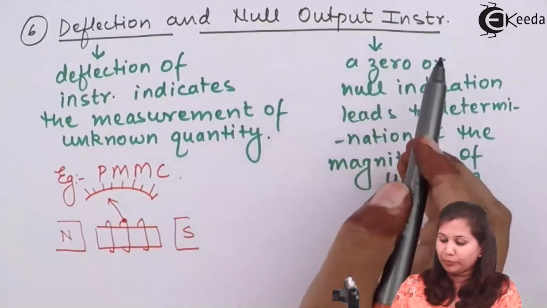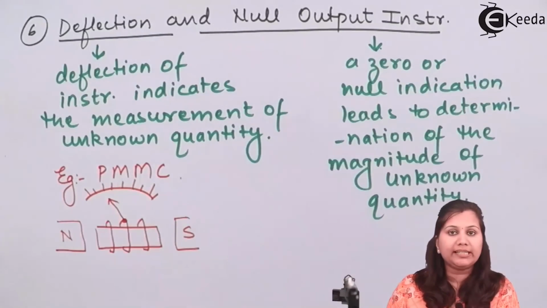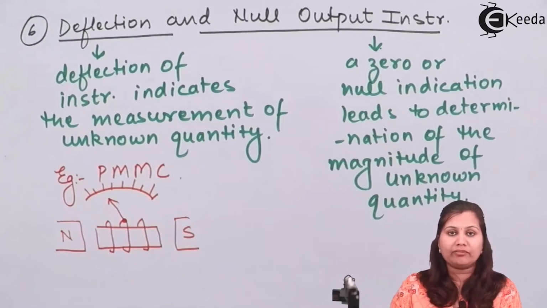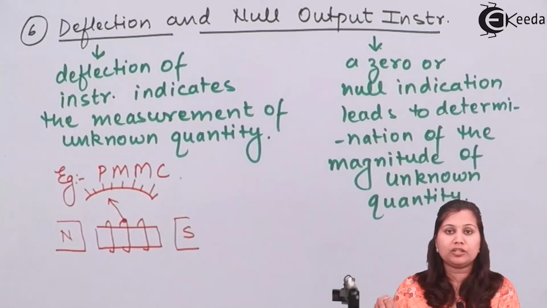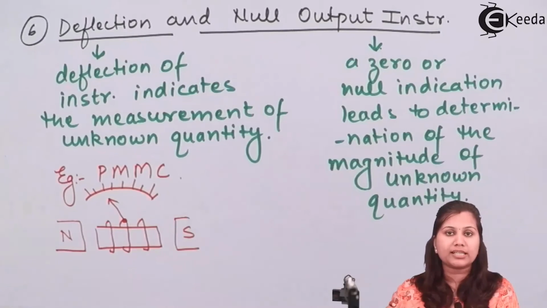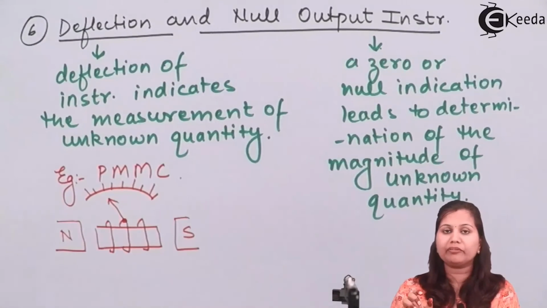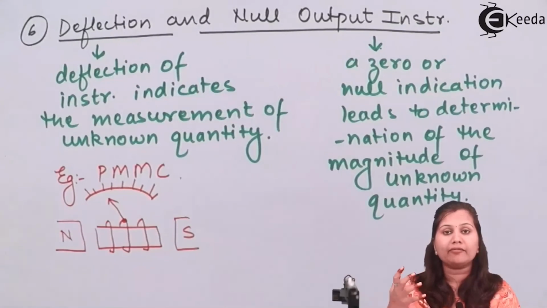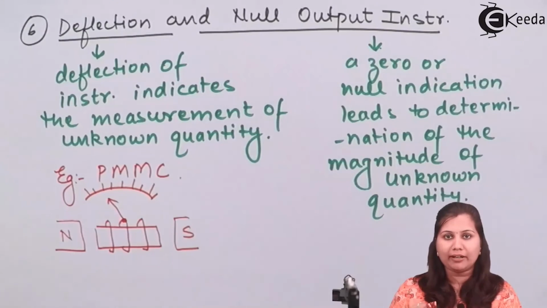Whereas in the null output instruments, like the example of the DC potentiometer, we have the slide wire potentiometer in which we move the key or knob over the slide wire, and when the galvanometer shows zero deflection, it means that the EMF of the standard cell and the unknown EMF are equal to each other. So we are measuring the EMF by checking the null condition of the galvanometer.